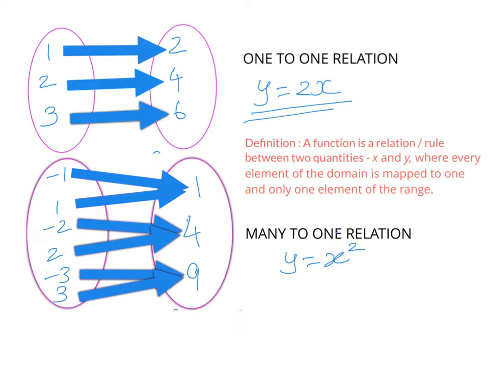We write y equals 2x, which we have seen, as f of x equals 2x. In this case, we write f of x equals x squared. We replace f of x with y, and that's how we write the function. This is the definition of a function as a relation of two quantities, the algebraic definition.